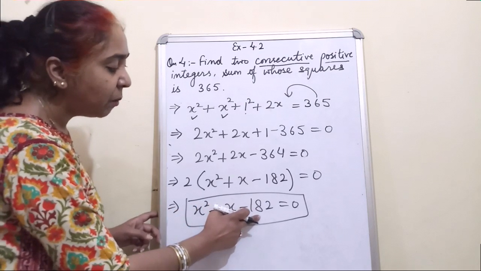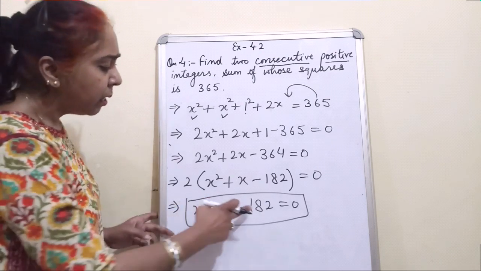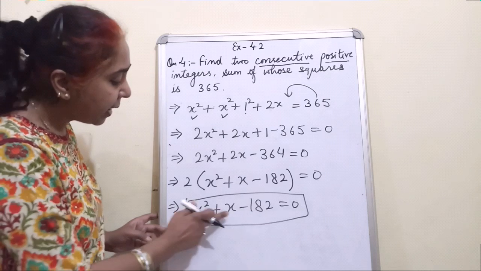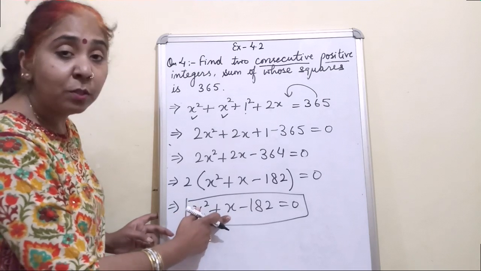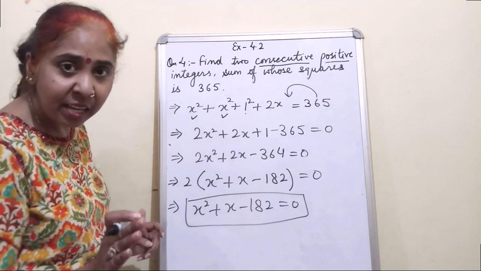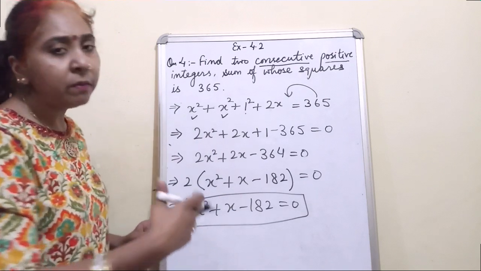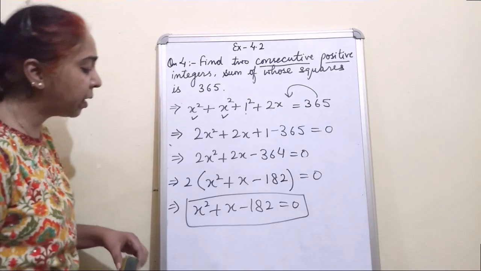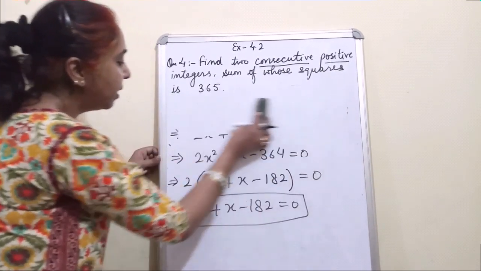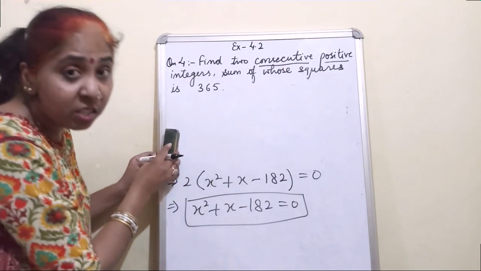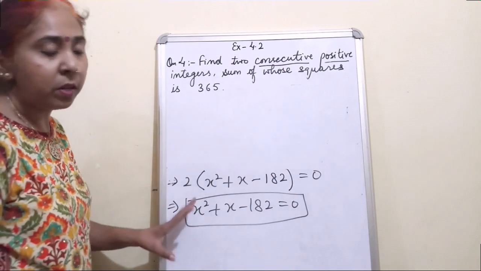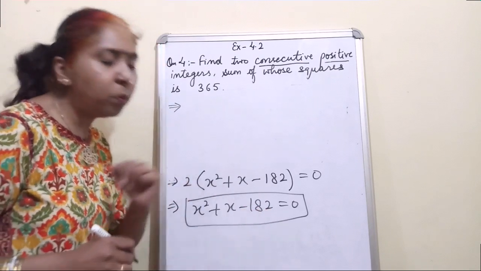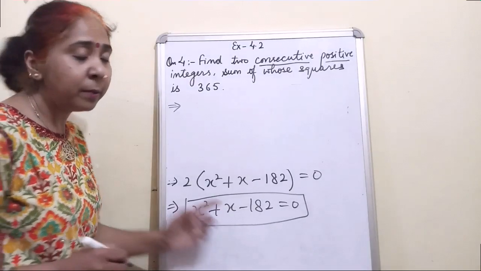If you get the factors, always try for the factors first. Can you find 2 factors of 182 in such a way that the sum or the difference is 1? If you get the factors easily, it's good for you. Otherwise, you have the second option, that is the quadratic formula. So it's up to you which method you want to take up. I will tell you the factors here, because factorization is always easier if you know the factors easily. Okay, so can anybody try? Can you give me the factors of 182 whose sum or difference is 1?